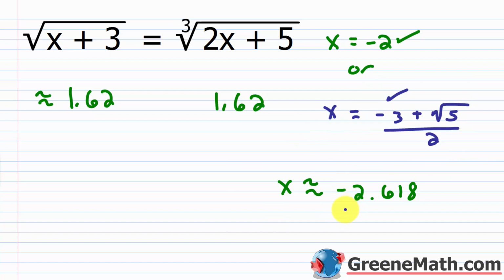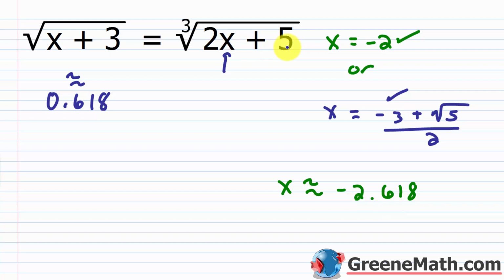And let me check this one now. So let's erase this. So you get negative 2.618 plus 3. That's going to give you 0.382. If you take the square root, you can say that's about 0.618. Okay? That's approximately what that's going to be. On this side, if I plug this in for x, you're going to see that you have a problem. 2 times this guy right here is going to give you negative 5.236.